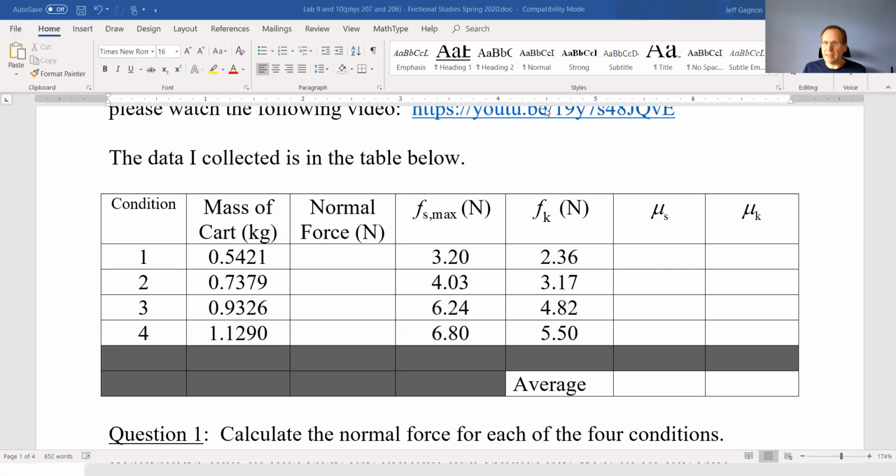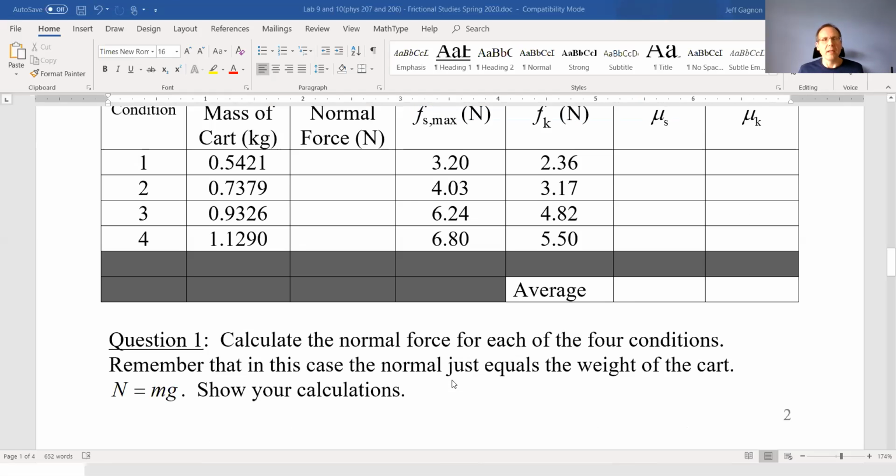And then, as you'll see in the second video, using the GLX device, I was able to figure out from the force versus time graph what Fs max and Fk, the maximal static frictional force and the kinetic frictional force, were for each of those conditions. Okay, and those are the values that I got. It's kind of tricky to get really good data for this particular lab, but we did the best we could. All right, so question 1. I want you to calculate the normal force for each of these 4 conditions. Basically, calculate this third column, normal force.